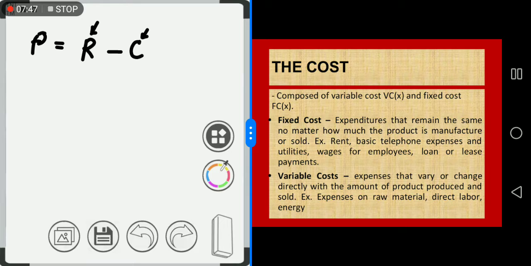Then we also have what we call the variable cost. So pag variable cost, the expenses that vary or change directly with the amount of product produced. So anong example no?